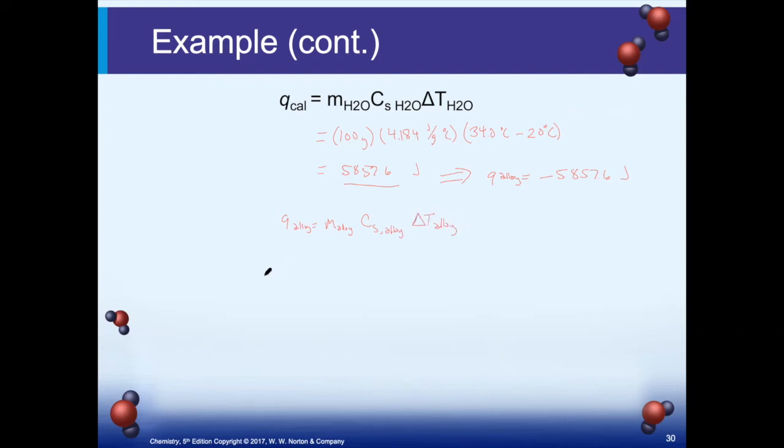Okay, and so I can just substitute in the numbers now. Negative 5,857.6 joules equals the mass of the alloy, and it was 10 grams. And the specific heat capacity of the alloy is what I'm trying to solve for. And then the delta T, well, I don't even remember what temperature, probably 100, but I'll let PowerPoint take it over from there.